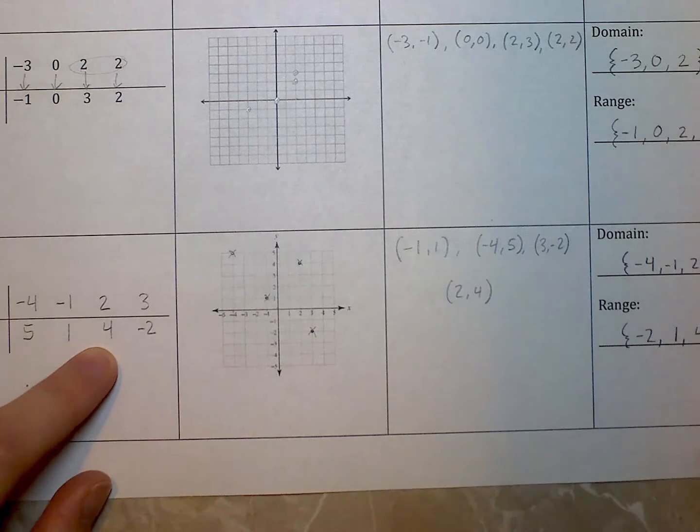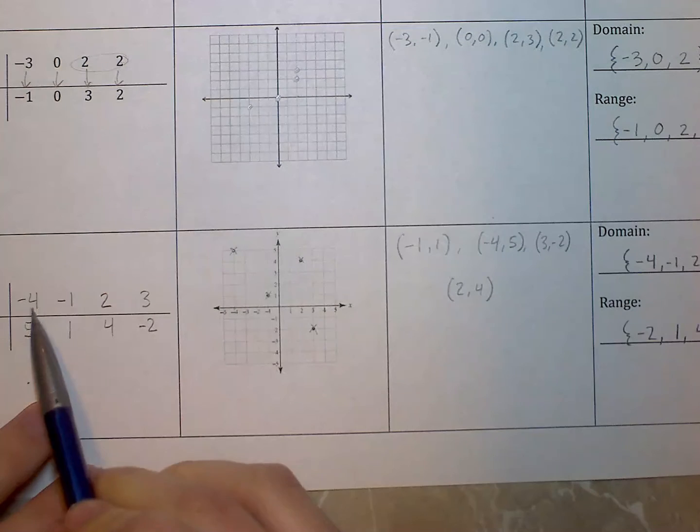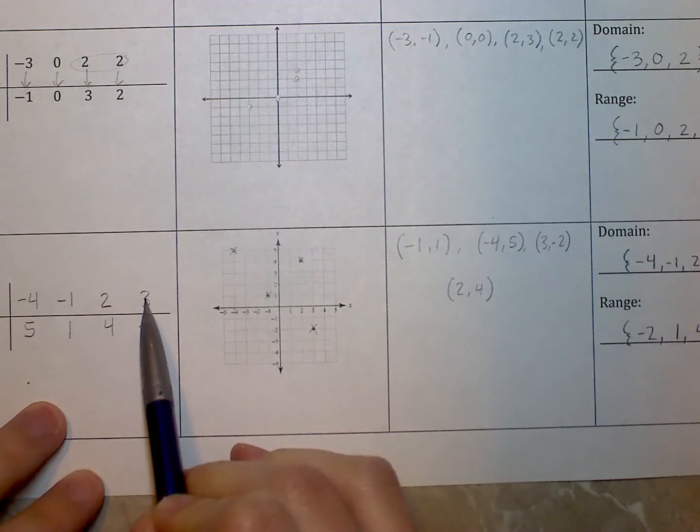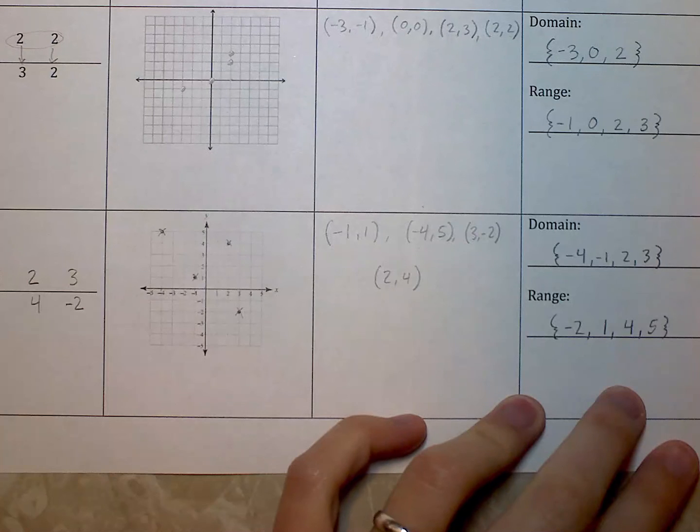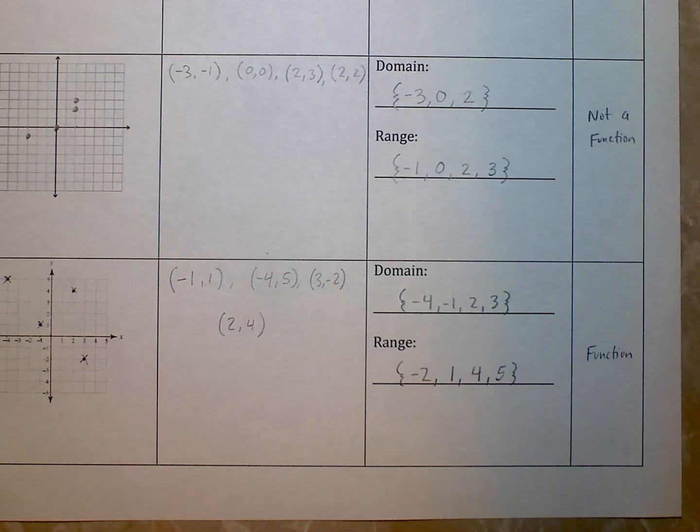And then is this a function? Yeah, it is, right? There's no repeat here, so no input has more than one output. I can look at the graph and use the vertical line test, but this is a function. Okay, so now you can flip to the back and try those 3 on your own.